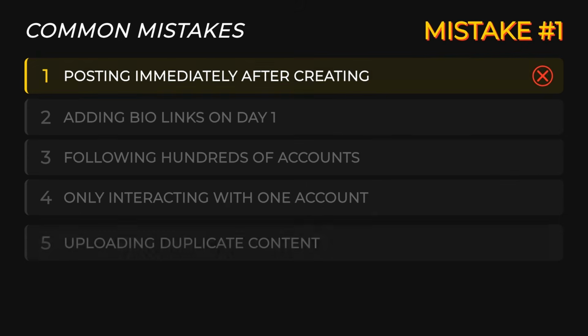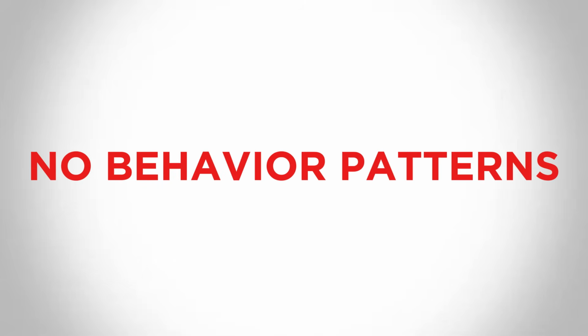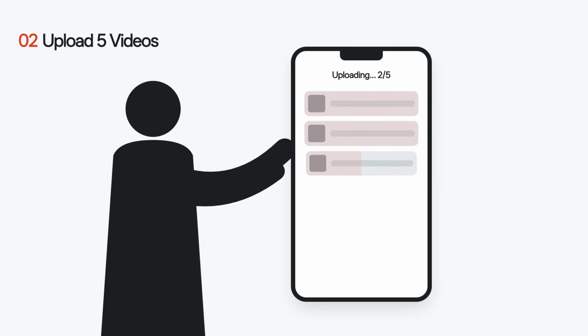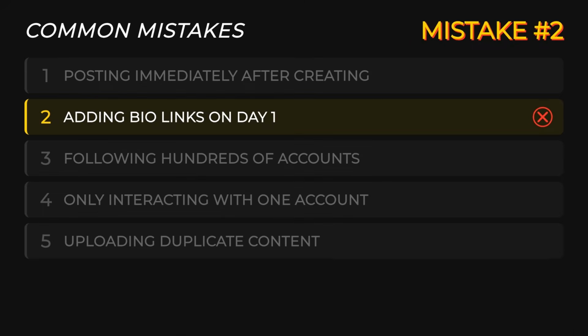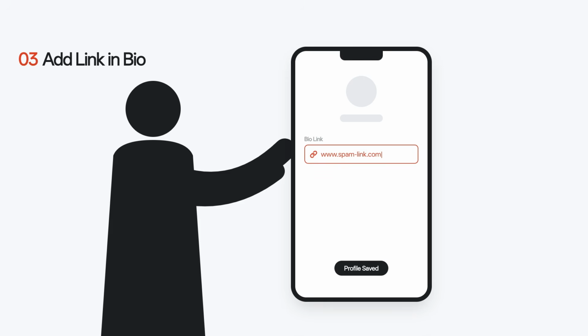Mistake number 1. Posting immediately after creating the account. New accounts have no history, no behavior patterns, no trust. Uploading immediately gives the platform almost no evidence that you are a real user. Mistake number 2. Adding links to your bio on day 1. Spam accounts almost always want one thing: traffic. The faster you try sending people somewhere else, the more suspicious your account becomes. Wait until your account has some activity first.